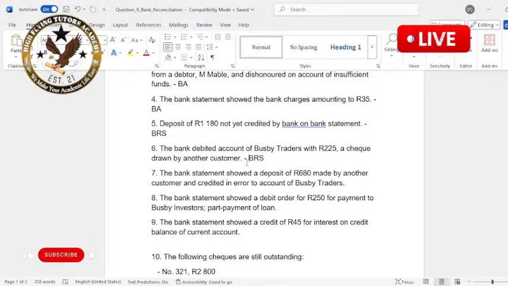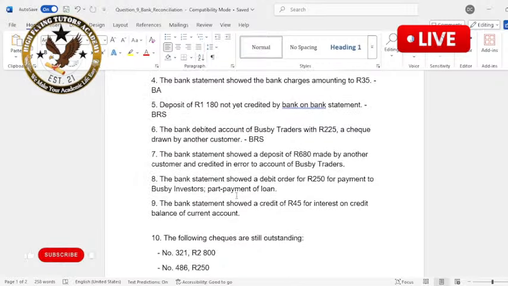What must we do in this case? We are going to record this transaction in the BRS to correct the bank, that we don't know about this payment, so credit our account with this amount because we have never made such a payment or a withdrawal. I hope you got this one. Let's go to the next one.